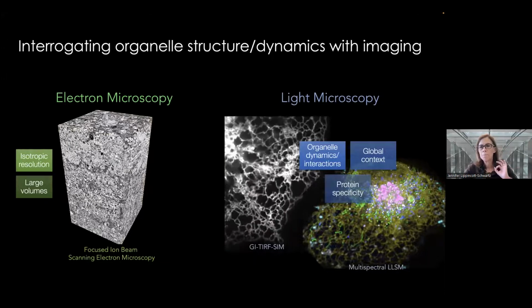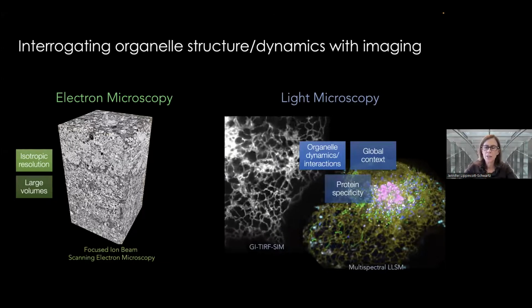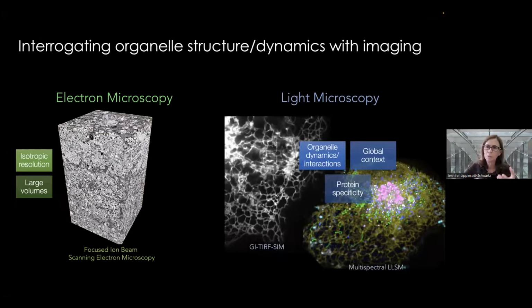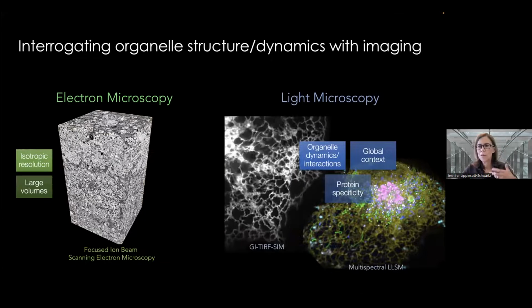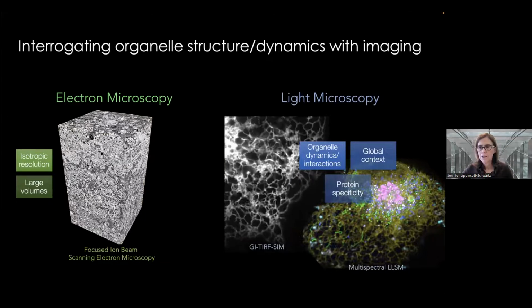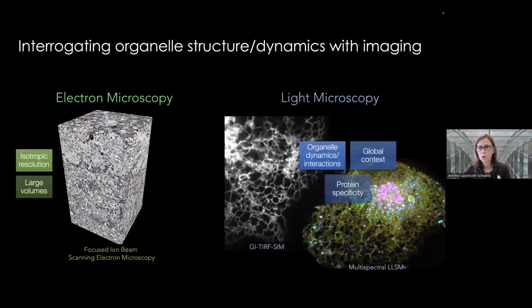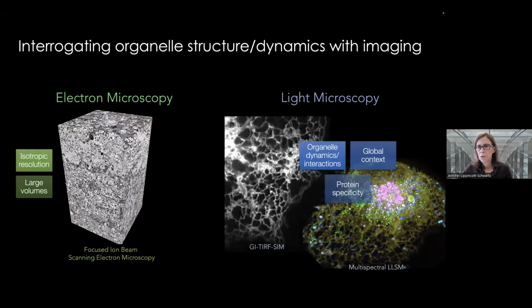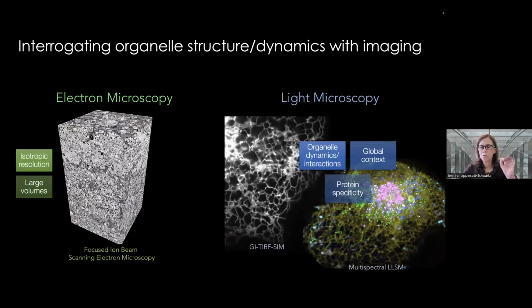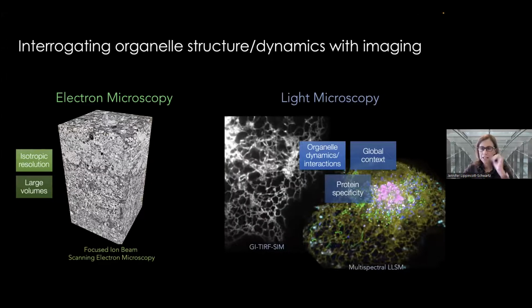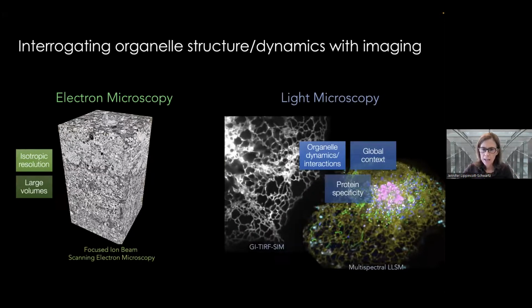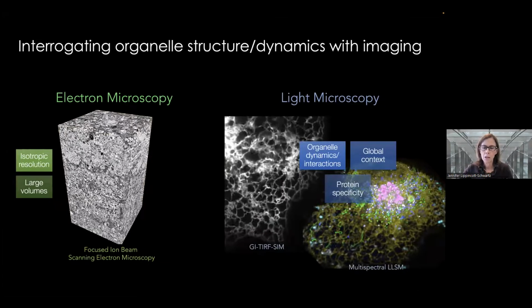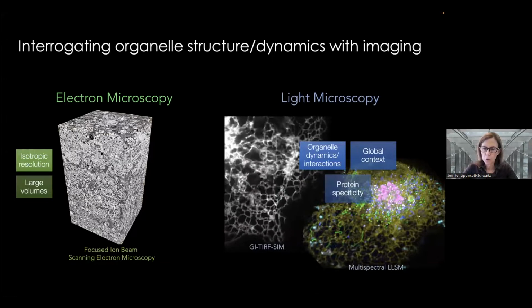The point that I want to make at the outset is that the information that you get is incredibly complementary from what you would get with electron microscopy, in the sense that you get global contrast or context for things happening within the cell. You have the ability with light microscopy with the fluorescent proteins to obtain protein specificity. And finally, you can look at organelle dynamics and interactions at incredible speeds and spatial resolutions.